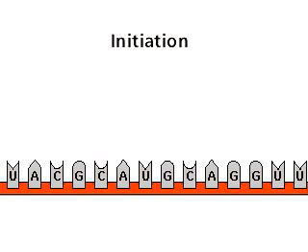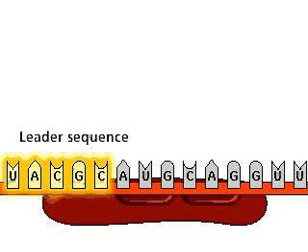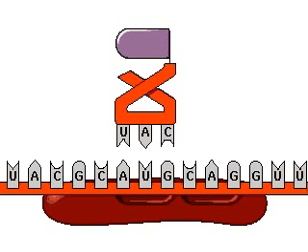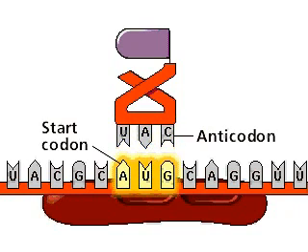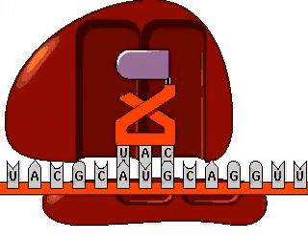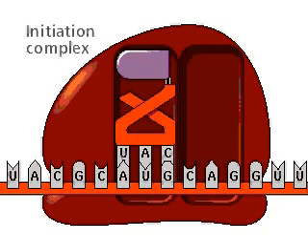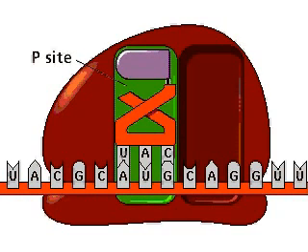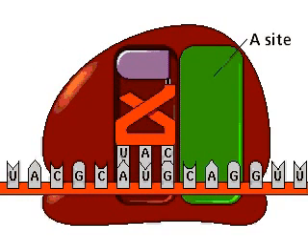Formation of the initiation complex begins when the small ribosomal subunit recognizes and binds to a sequence of bases in the leader sequence on the mRNA. At the same time, the first tRNA bearing an amino acid matches its anticodon with the start codon AUG. The large ribosomal subunit joins the small ribosomal subunit, mRNA, and the first tRNA to complete the initiation complex. The first tRNA fits snugly into the P site of the complex. The A site is empty.